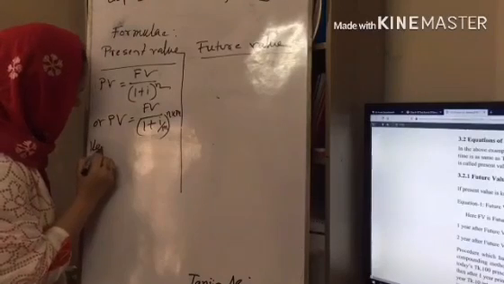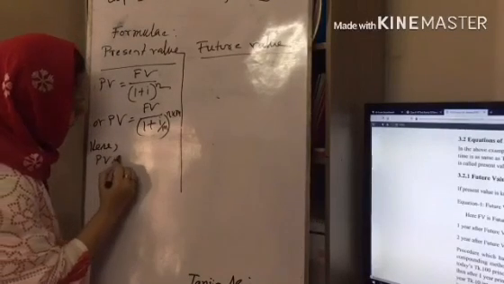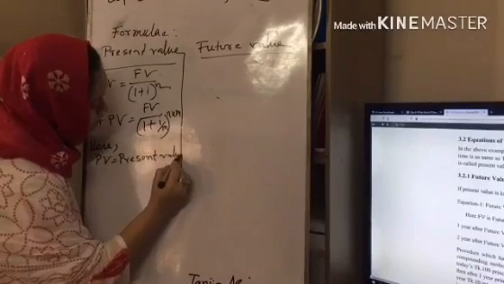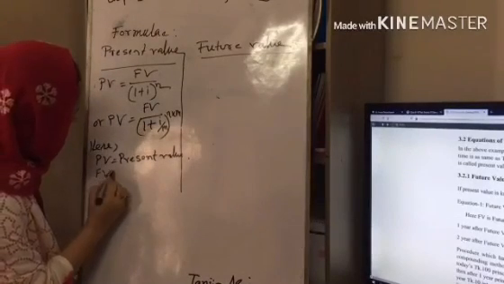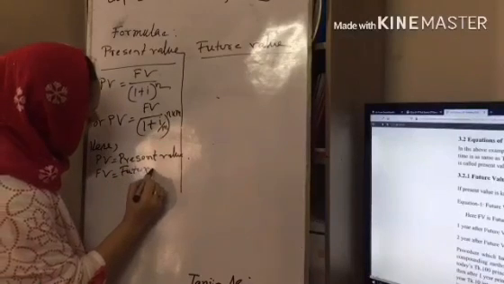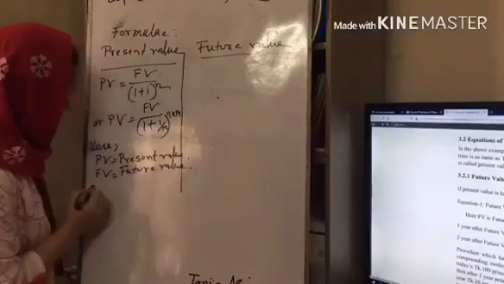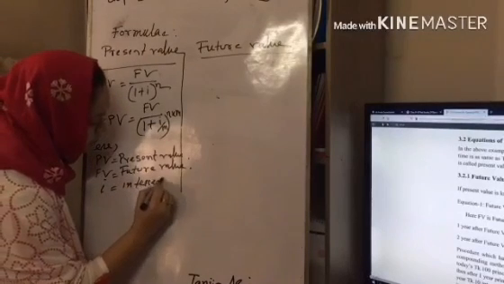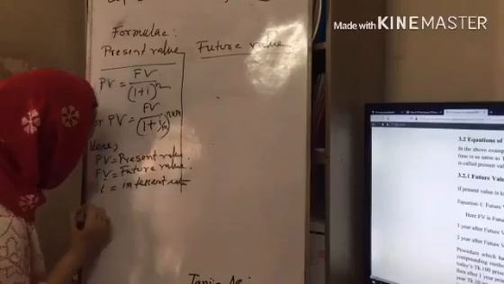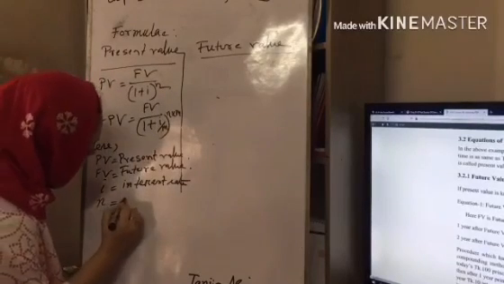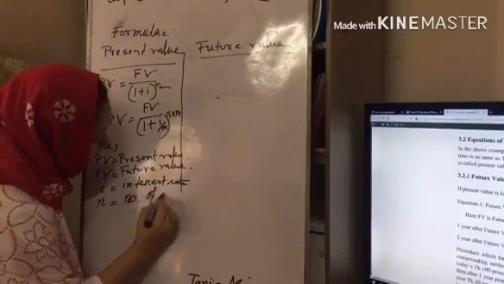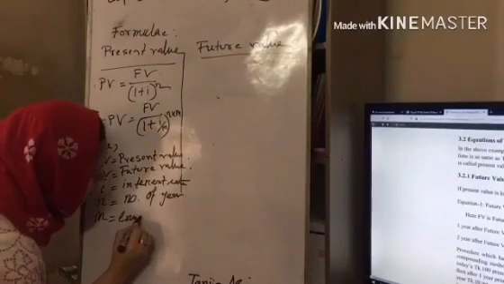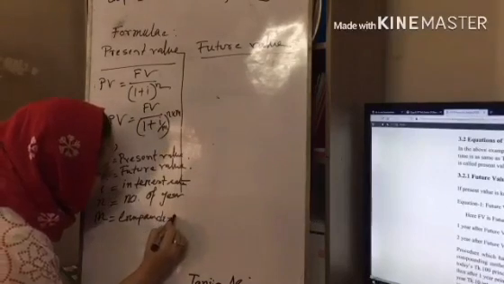I am telling you here: PV, present value; FV, future value; I, interest rate; N, number of years. Here M equals compounding time.